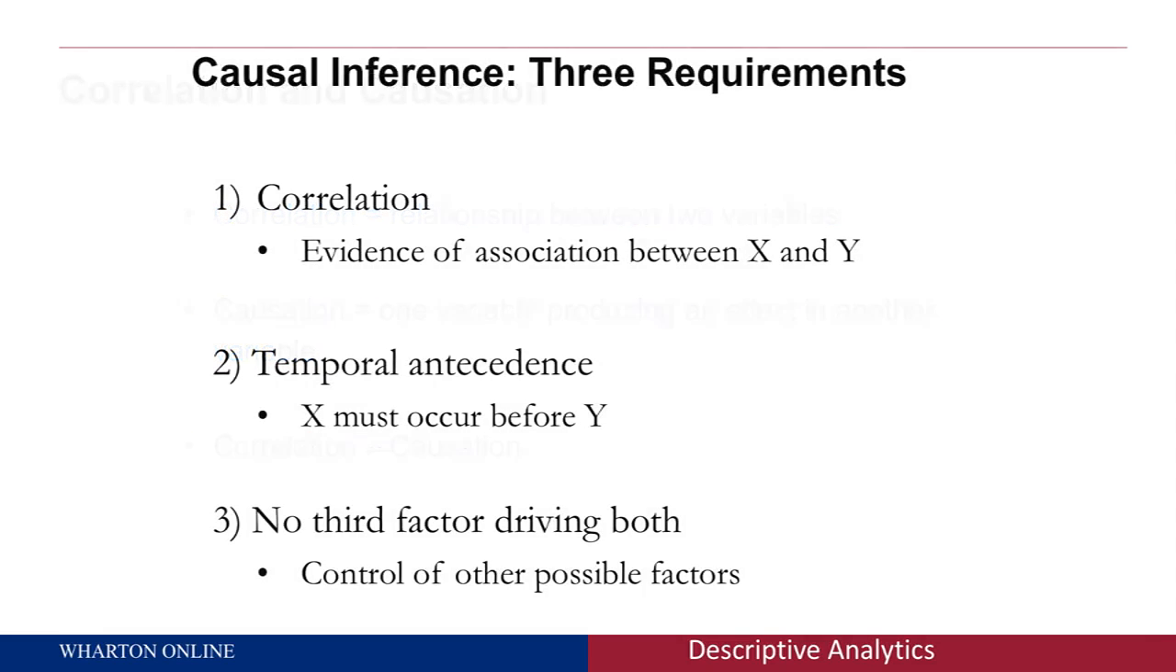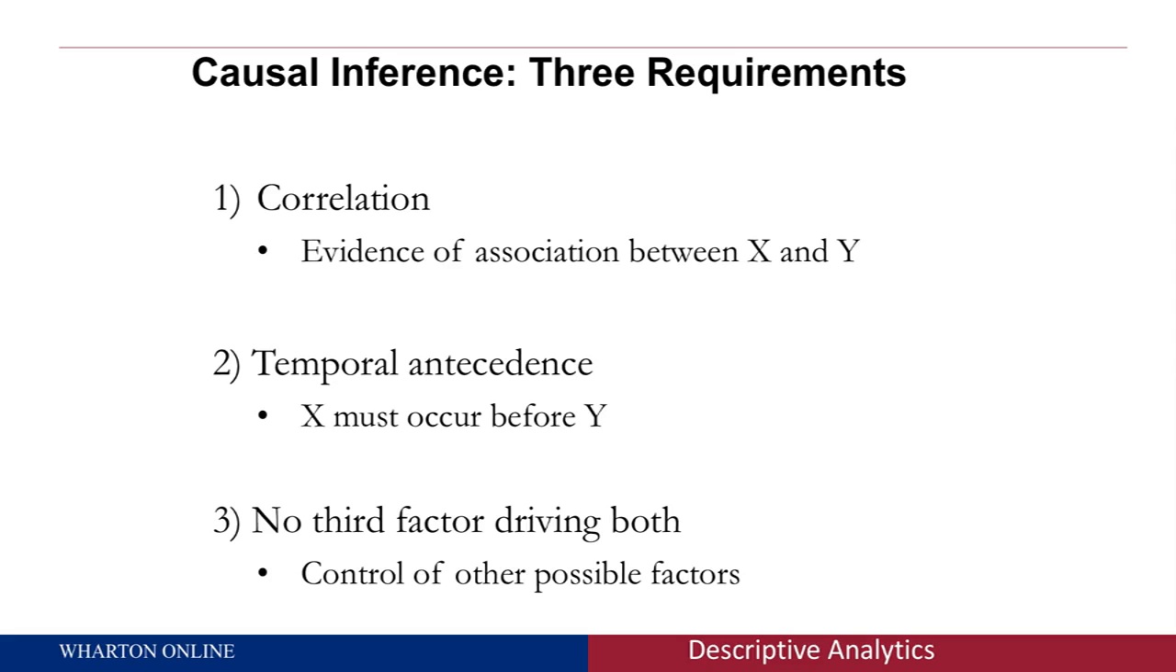Let's take some concrete examples to try and understand the difference between correlation and causation. First, there are three requirements if you start thinking about causal inference. First of all, is there a correlation at all? That's basically evidence of association between X and Y. Let's say X is price, Y is sales. Is there a relationship between them? But that's not enough for causation. There are two other requirements as well.